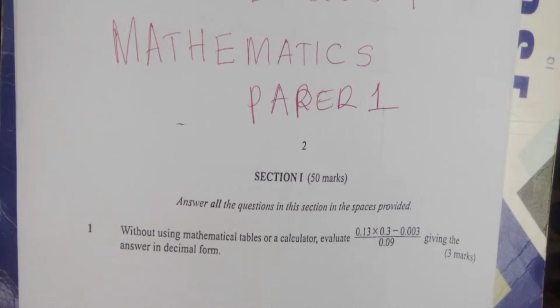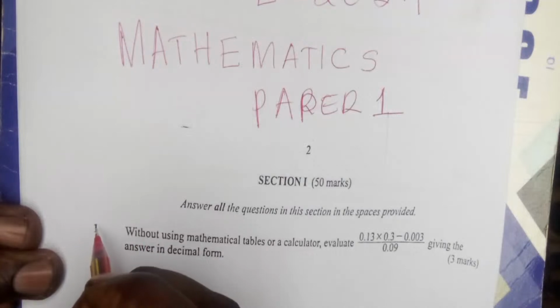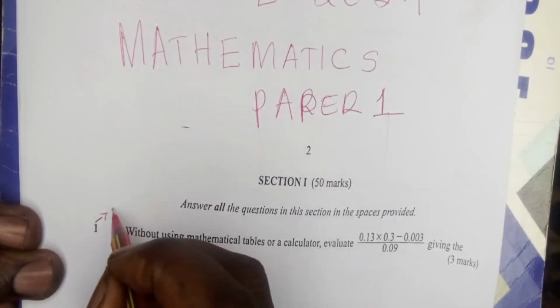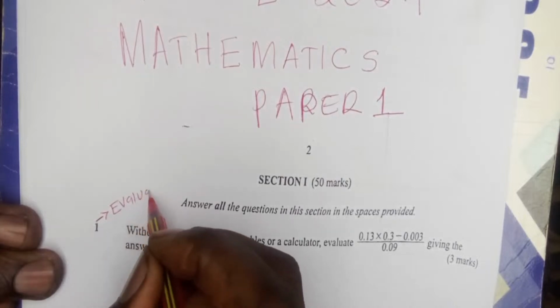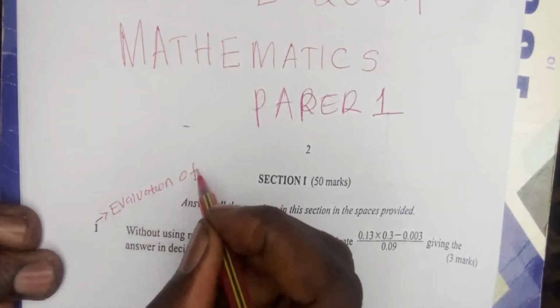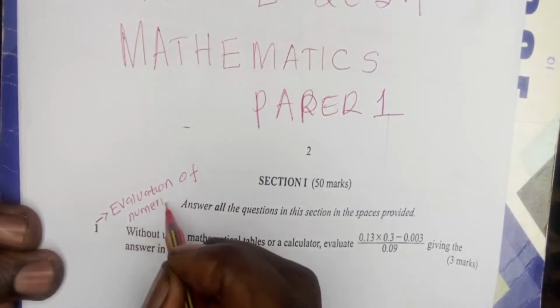So having said that, let us look at how this paper is and how it was supposed to be done. I'm going to guide you through the topics also before we start. So in topic 1, the first question here, this is called evaluation of numerical expressions. So if I can just write here so that when you're revising, evaluation of numerical expressions.